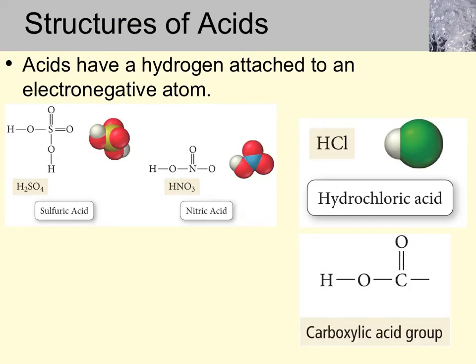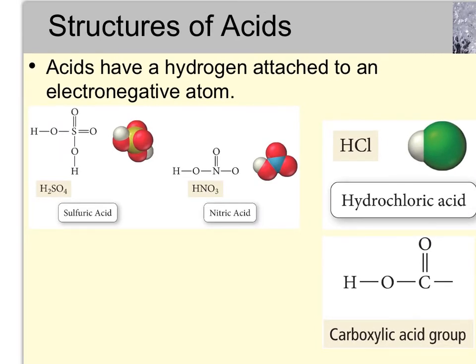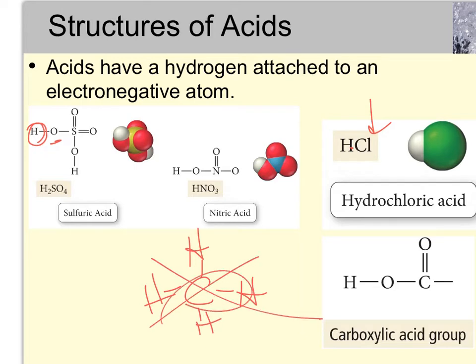Well, first for a definition, acids are recognized because they have a hydrogen attached to an electronegative atom. So, for example, it's not just any old hydrogen. See how this hydrogen is directly attached to an oxygen? In this case, the hydrogen is attached directly to chlorine. And so it can't be any old hydrogen. For example, if you're looking at methane, CH4, these hydrogens are not considered acidic because carbon is not an electronegative atom.